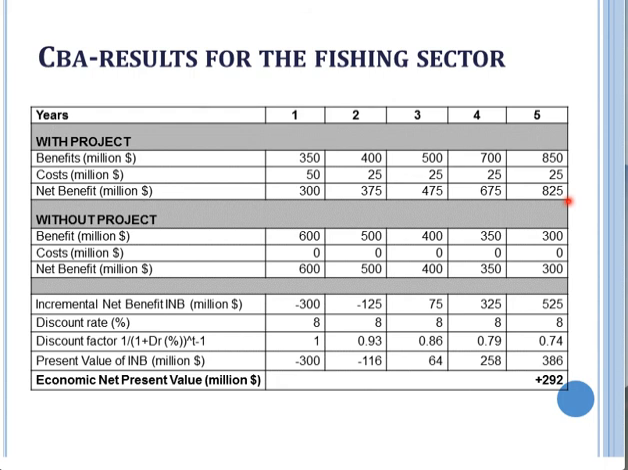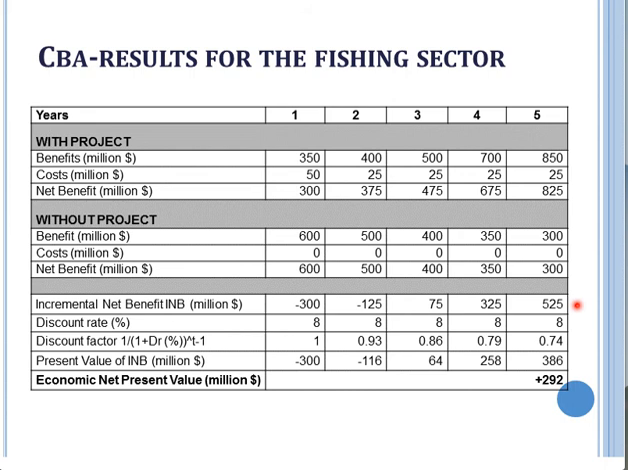In the without project, we can see that the benefits go down, cut by half, from $600 to $300 million by further degrading the fish stocks. We have no costs, and therefore the net benefit is the same as the benefit. Then we calculated the incremental net benefit in dollars, and we see that the first 2 years would imply negative values, and from the third year onwards we have positive values.